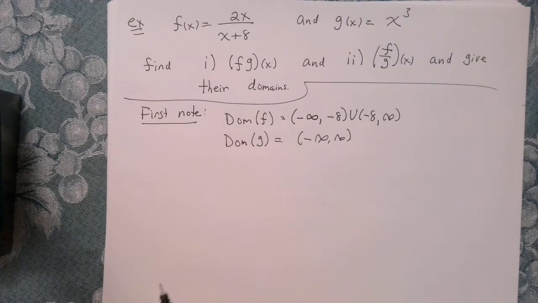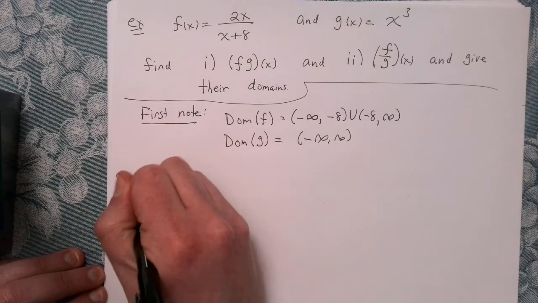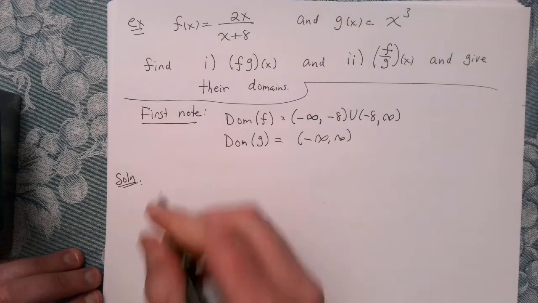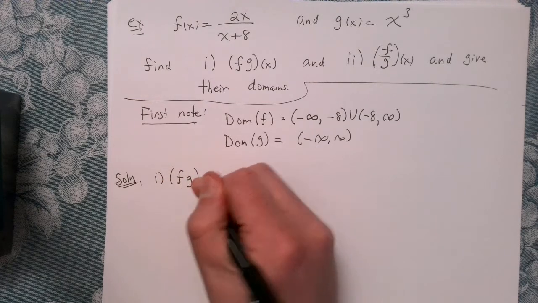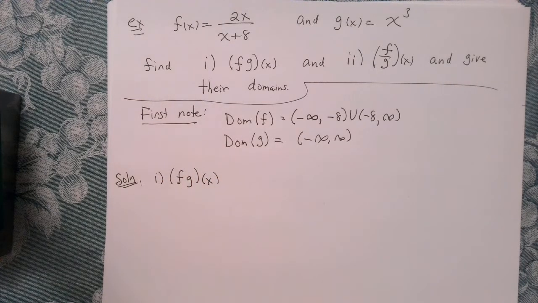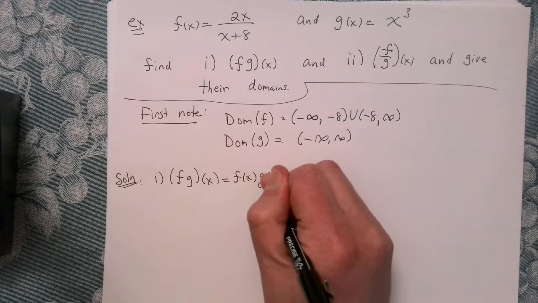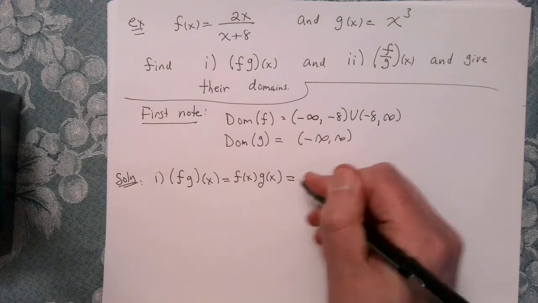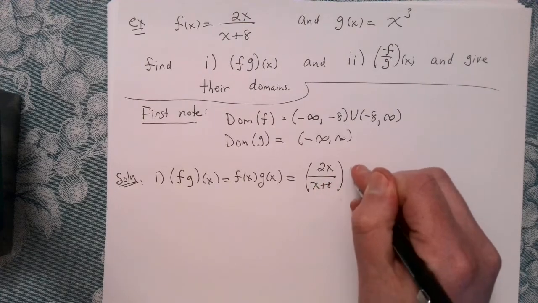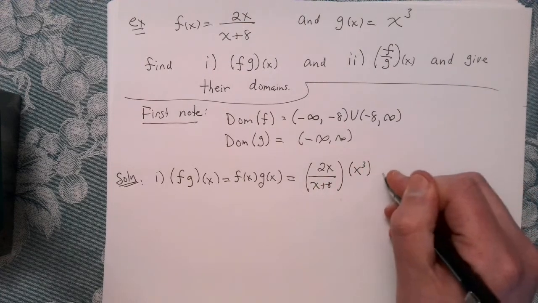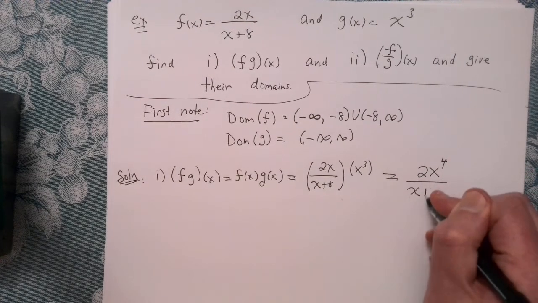Okay, so we're ready to go now. We want to go ahead and find the product function. So f times g, how do we evaluate that? Well, f of x times g of x. But that's exactly 2x over x plus 8 times x cubed. And that product is 2x to the 4th over x plus 8.